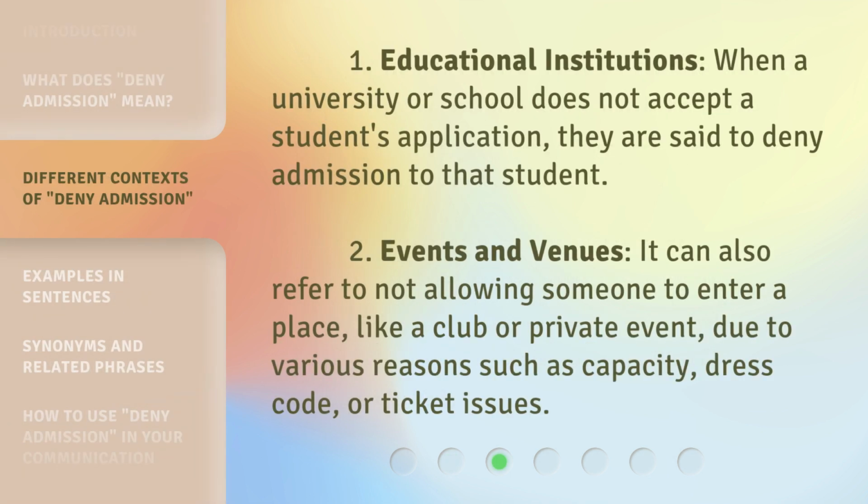1. Educational institutions. When a university or school does not accept a student's application, they are said to deny admission to that student. 2. Events and venues. It can also refer to not allowing someone to enter a place, like a club or private event, due to various reasons such as capacity, dress code, or ticket issues.